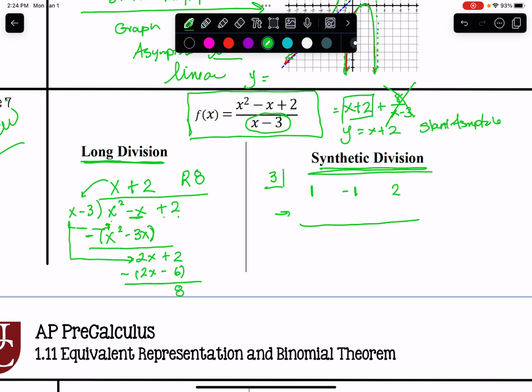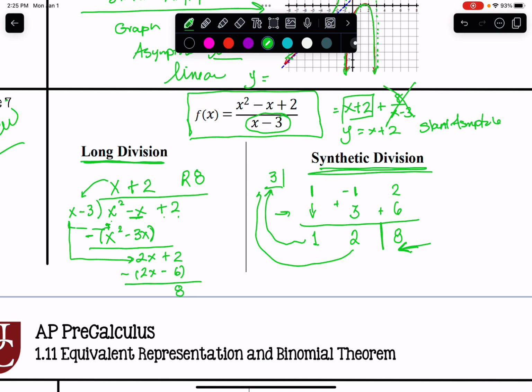Now remember, you always bring the first number down, 1. Now then that number is multiplied by 3 and written here, so that would be 1 times 3 is 3. And then you add. So -1 plus 3 is 2. And now I multiply again. That would give me plus 6, and I get 8. Now, hopefully you remember in synthetic division that this is your remainder. The last term would be your remainder. It could be 0, and that would mean it goes in evenly.